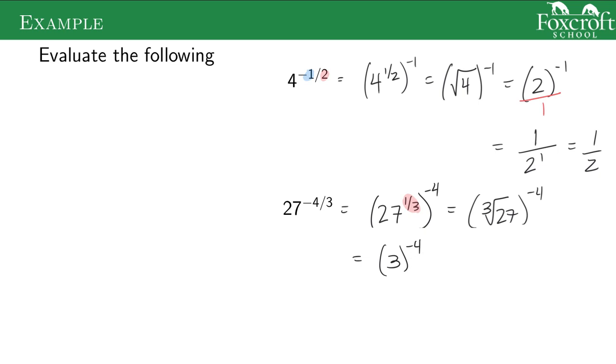And then same thing we did in the last problem. Now we have to do 3 to the negative 4. That negative exponent is the most important part so far, because that's going to move this to the other side of the division bar to become 3 to the positive 4. And then 3 to the positive 4 is 3, 9, 27, 81. So 1 over 81 is our final answer.